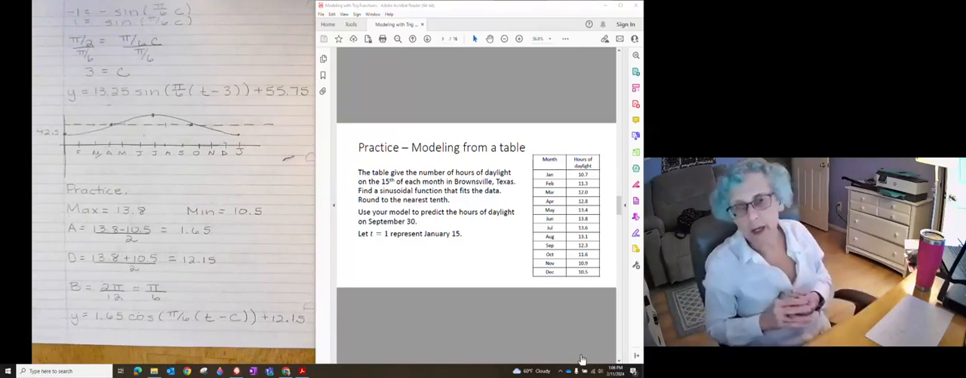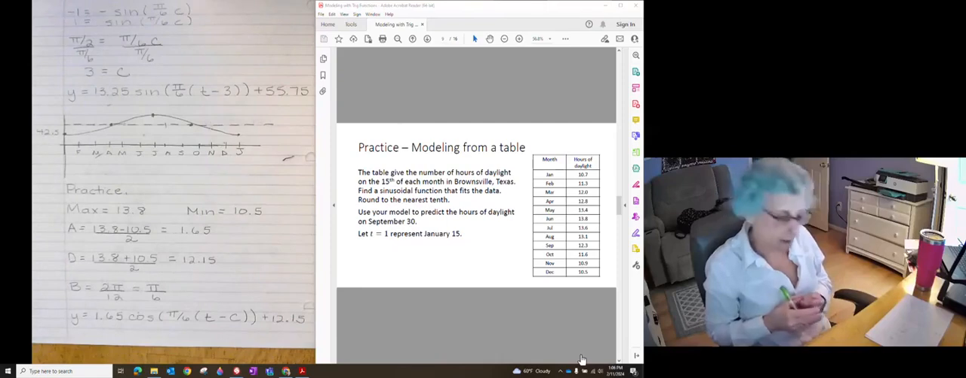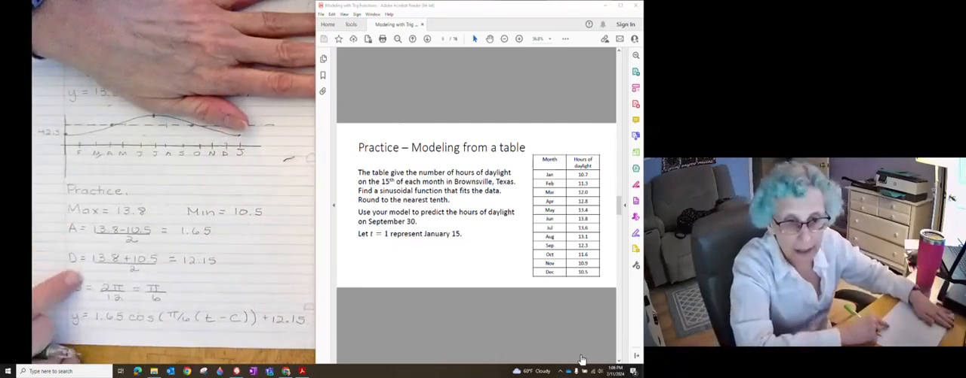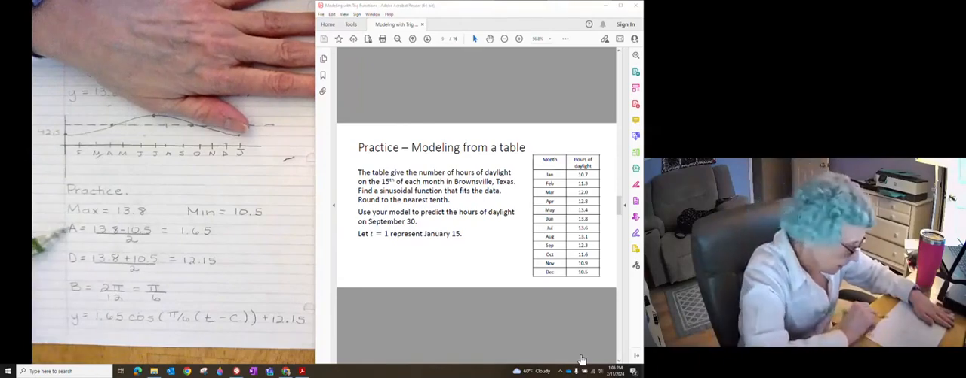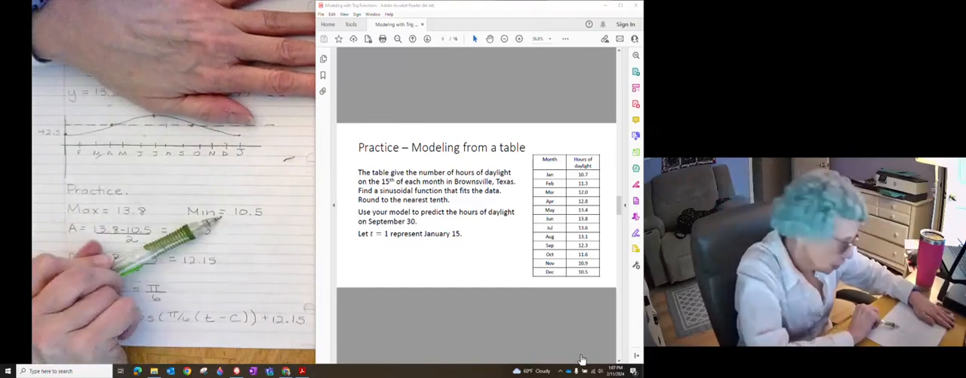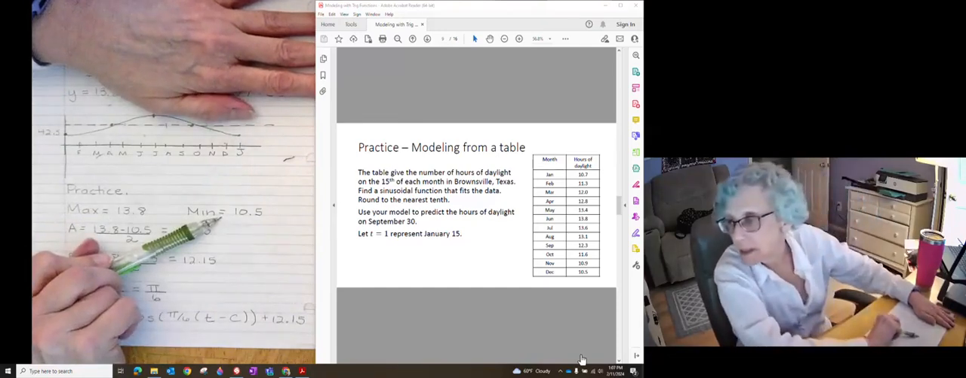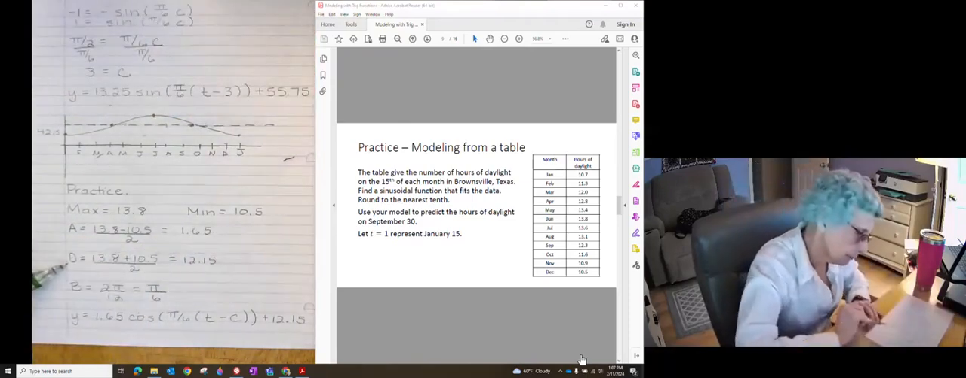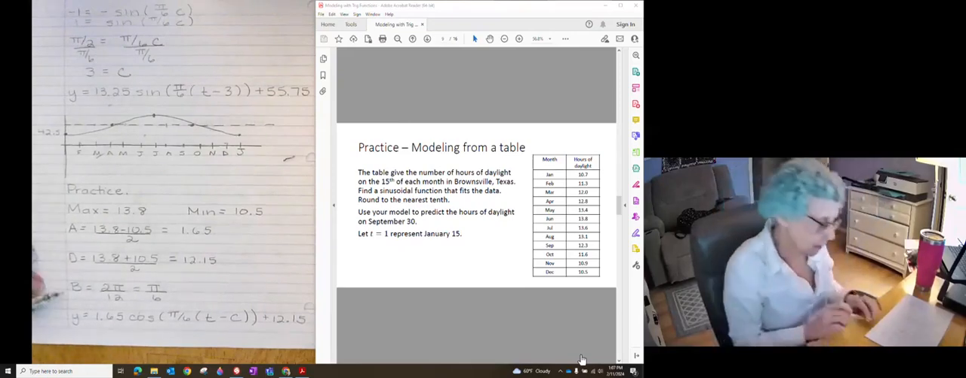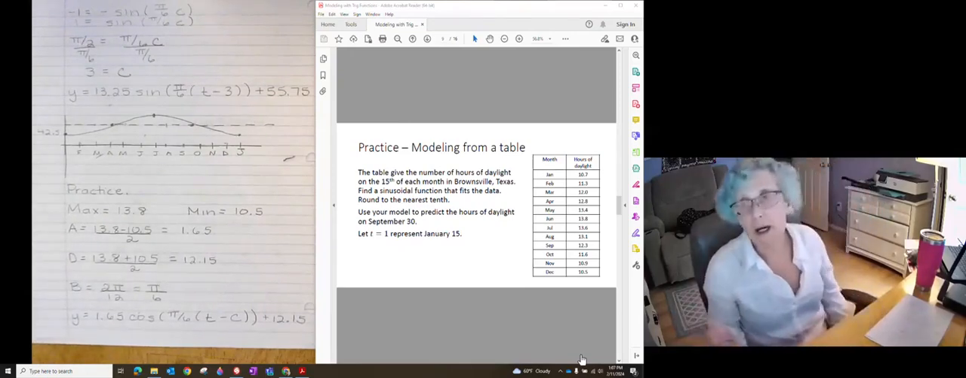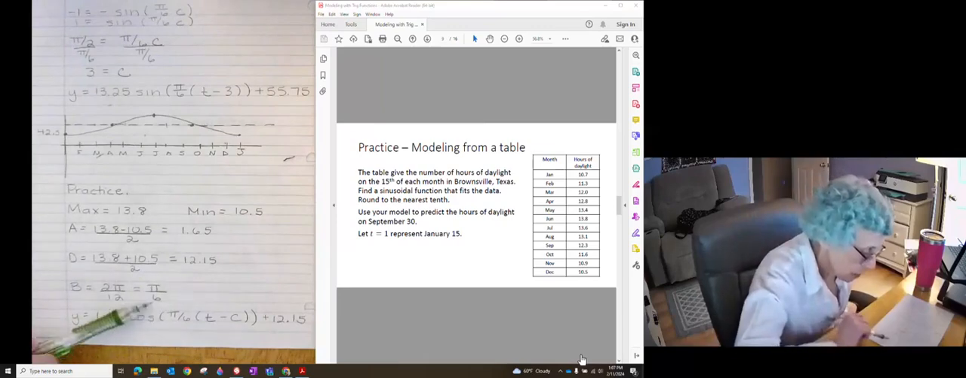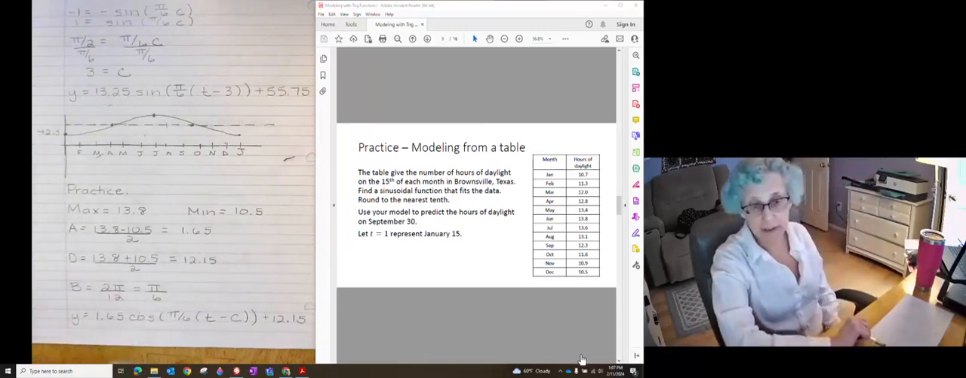Now, since I ran out of paper, I figured I would check in now and see how we did after having just gotten my A, my D, and my B. My max was 13.8 in June. My min was 10.5 in December. So my A and my D were easy. It's a yearly period, so B is 2 pi over 12 or pi over 6 again.